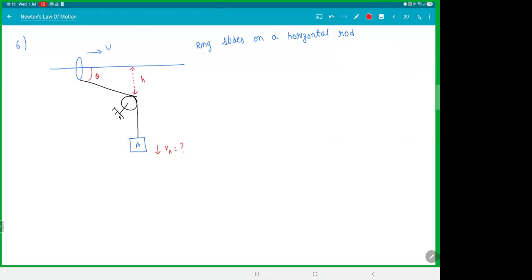VA is going down. We don't know the velocity. Ring slides on a horizontal rod with speed u. Find velocity and acceleration of the block A at this instant. This is a good one. Good more than one choice question. Let's go. Finish off. Last one for the day.